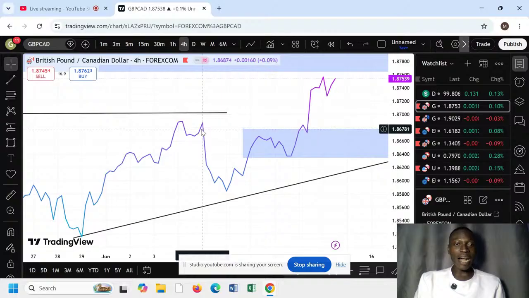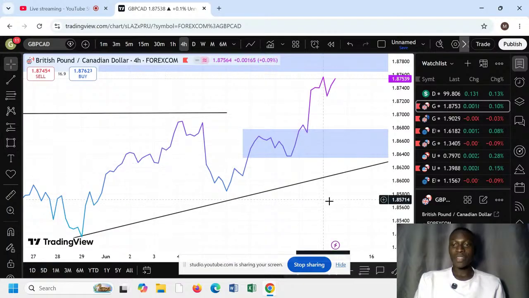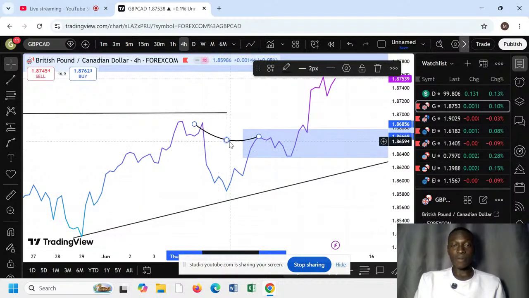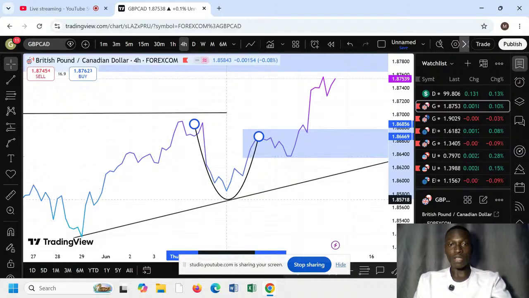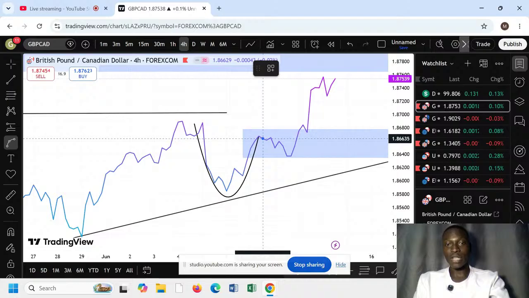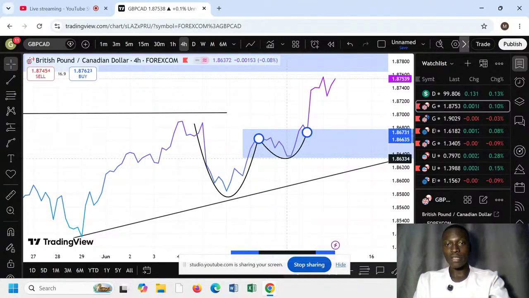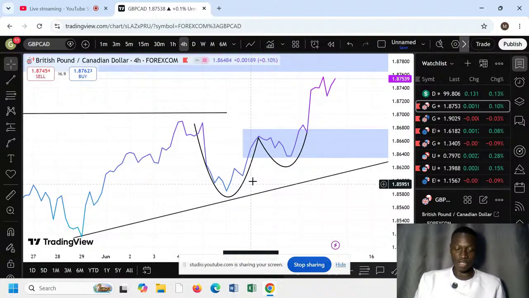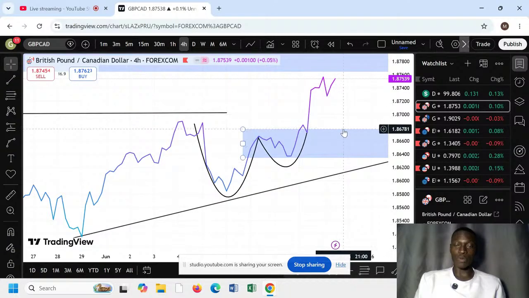This looks like a cup and handle. Let me show you. If you have experience in trading, there are things that you just see before others can see them. This is a cup and handle pattern. This is a chart pattern that means price has to come back to retest to push.